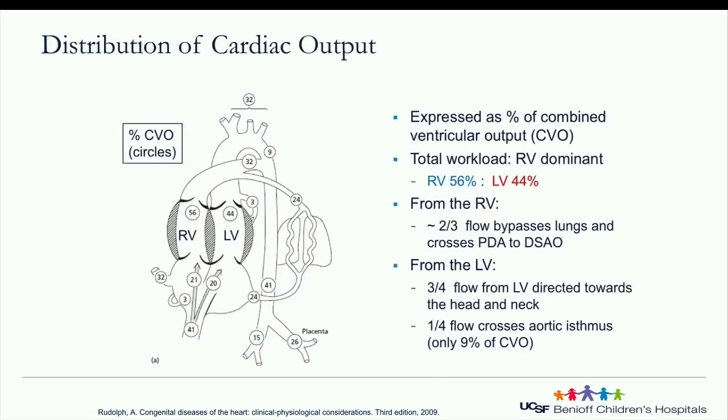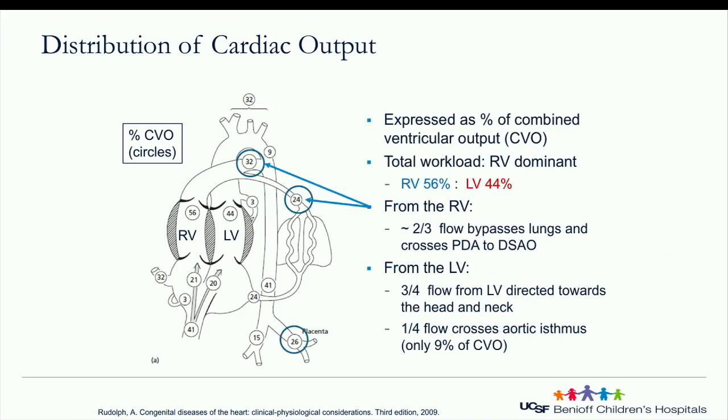In considering the distribution of blood flow in the human fetus, again, we think of combined ventricular output. Fetal circulation is RV dominant in terms of total workload. From the RV, almost 2/3 of the flow bypasses the lungs. And from the LV, the majority of cardiac output goes to the head and neck.